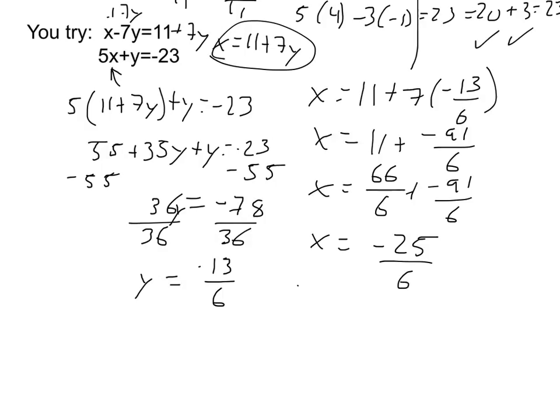So this is an ugly one, but negative 25 over 6 comma, where'd my y value go? There it is, negative 13 over 6. Okay, check that with the second equation. I plug in 5 times negative 25 divided by 6 plus negative 13 divided by 6. Is that equal to negative 23? Yes, it is. Check, check, move on. Okay, sorry I gave you guys an ugly one with fractions. I thought the numbers were going to end up nicer than that.